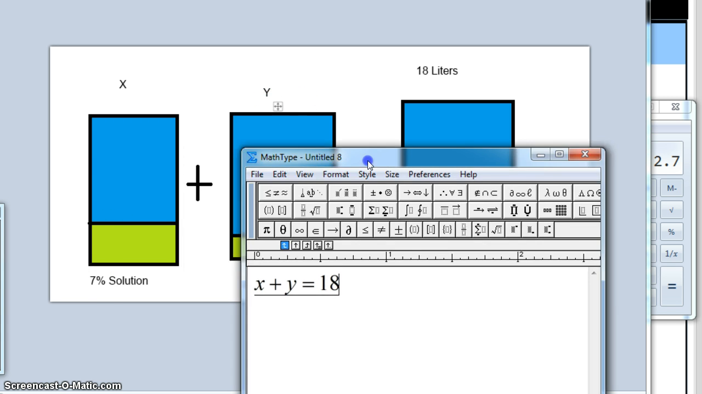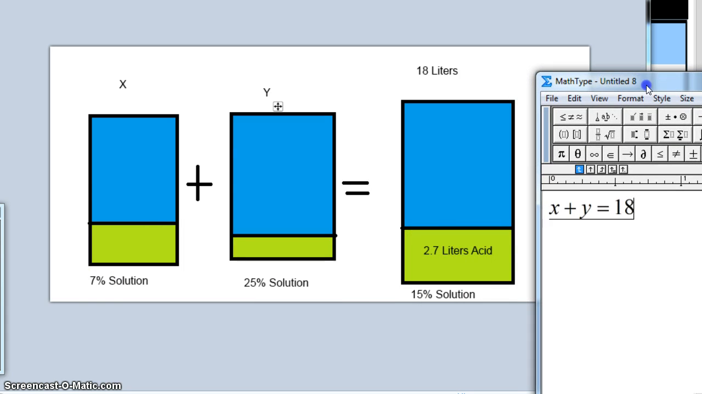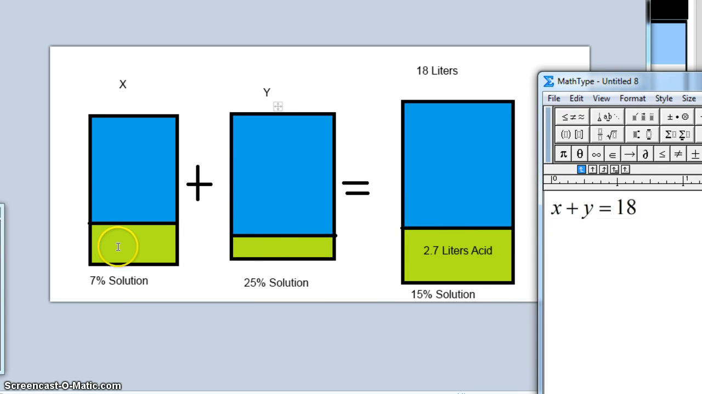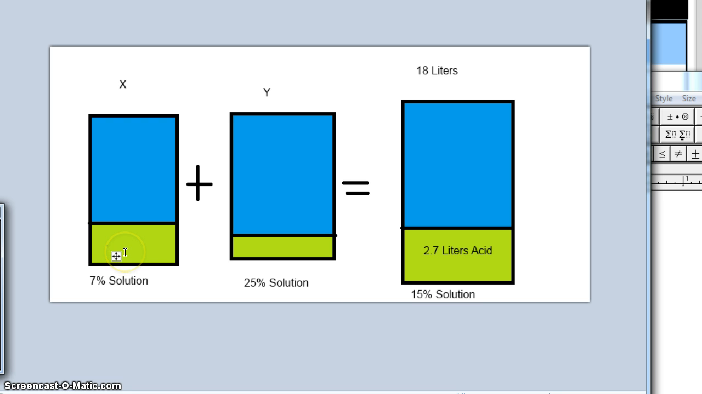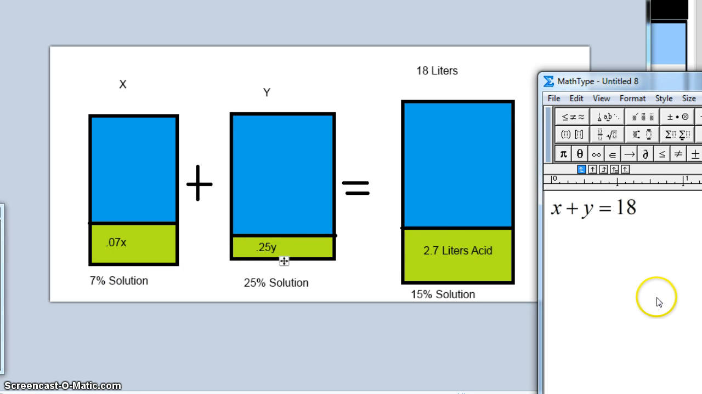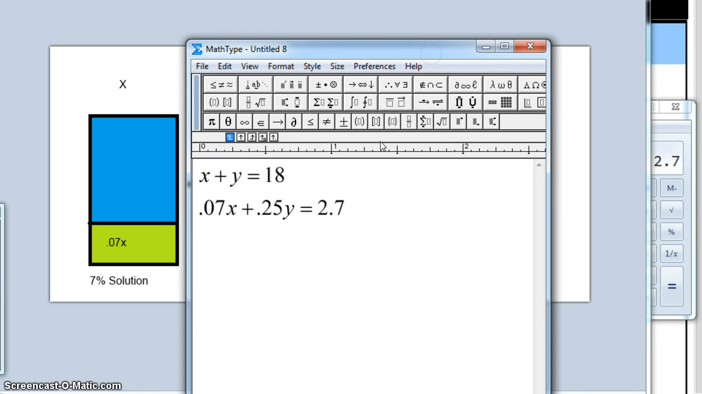Okay, so we need one more equation, and that's always done in the acid portion because we know that this amount of acid plus this amount of acid equals this, and we know that 7% of x liters is acid, so 0.07, right? That's 7% times x, and this is going to be 0.25 times y. And so we have a second equation here, 0.07x plus 0.25y equals 2.7. So let's write that down. 0.07x plus 0.25y equals 2.7. Okay, so we have our two equations and two unknowns.